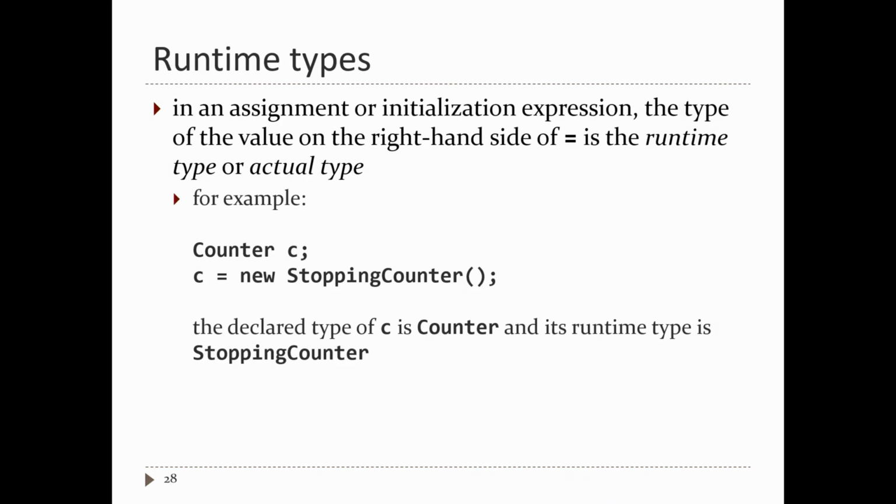Okay, so on the right-hand side of an assignment or initialization expression, the type on the right-hand side is called the runtime type or the actual type. When you write C equals new StoppingCounter, that is the actual type or runtime type. So here, C's declared type is Counter. Runtime type or actual type is StoppingCounter.